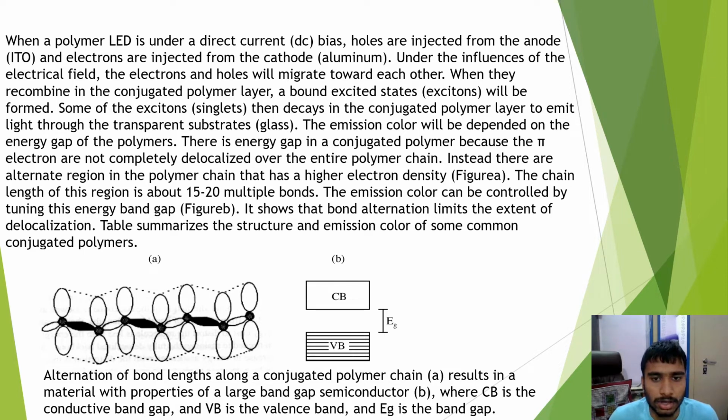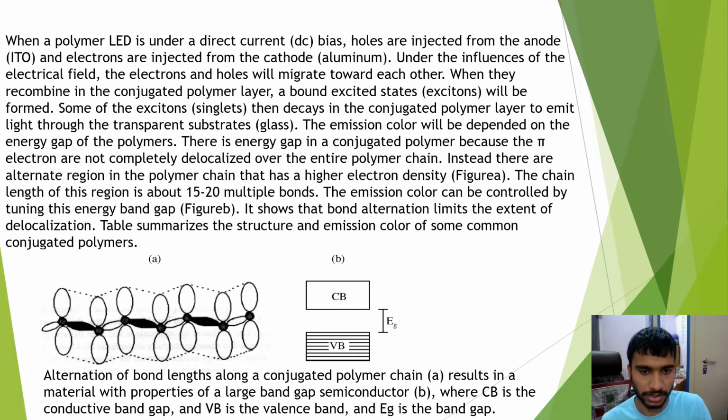There is an energy gap in a conjugated polymer because the pi electrons are not completely delocalized over the entire polymer chain. Instead, there are alternate regions in the polymer chain that have higher electron density. Figure A. The chain length of this region is about 15 to 20 multiple bonds. The emission color can be controlled by tuning this energy band gap. It shows that bond alternation limits the extent of delocalization. The table summarizes the structure and emission color of some common conjugated polymers.